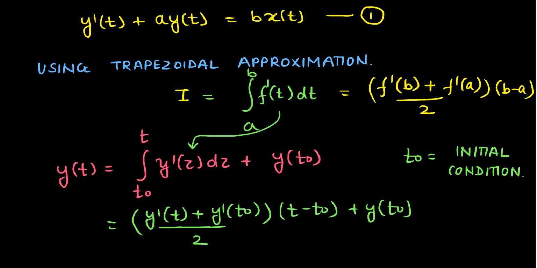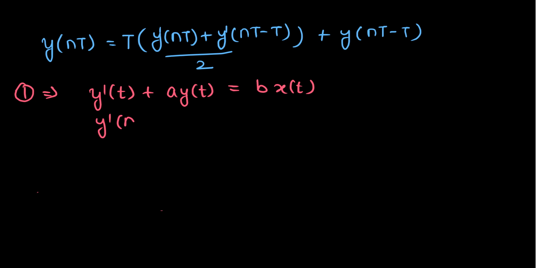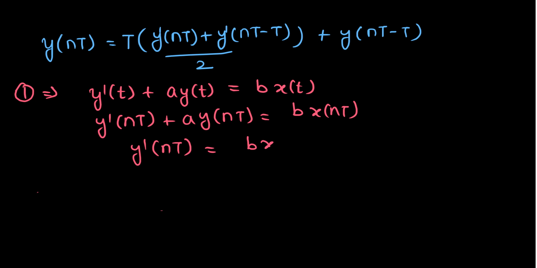Now if we look at this expression, what we have is y dash of t plus a into y of t equal to b into x of t. So let's write it here. Equation 1 implies that y dash of t plus a into y of t is equal to b into x of t. This can be written as y dash of nT plus a into y of nT is equal to b into x of nT, as we have sampled these signals. So y dash of nT is equal to b into x of nT minus a into y of nT. Let us substitute this in this expression.